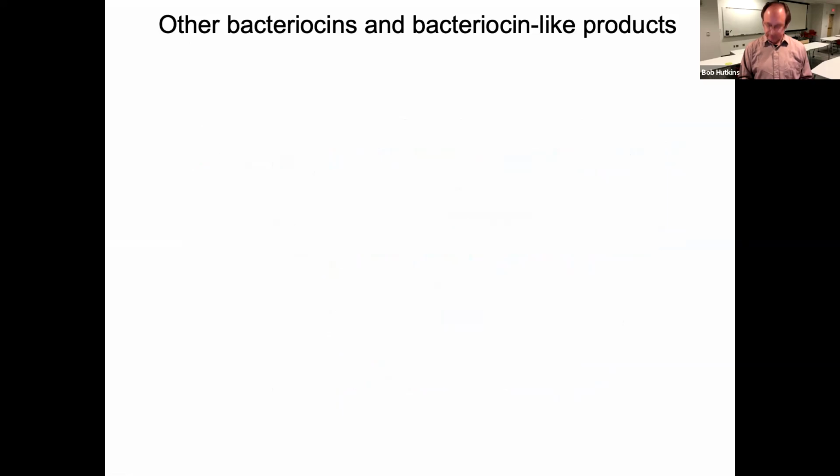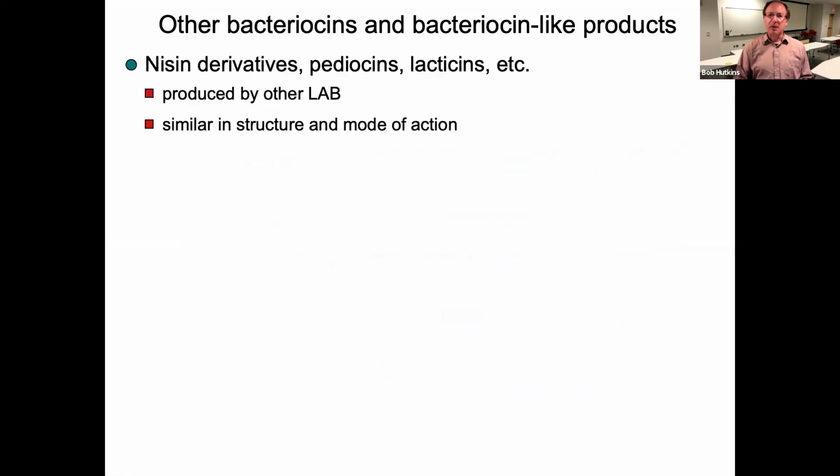Okay, that's what's meant by post-translational. Now there's other bacteriocins other than niacin. So there are niacin derivatives, which we'll look at in a second. There's pediocins, lactocins, other lactic acid bacteria that produce these things. And they are very similar in structure and mode of action.